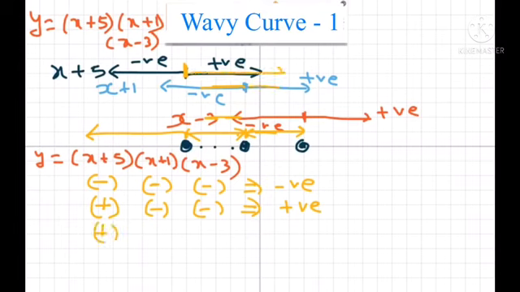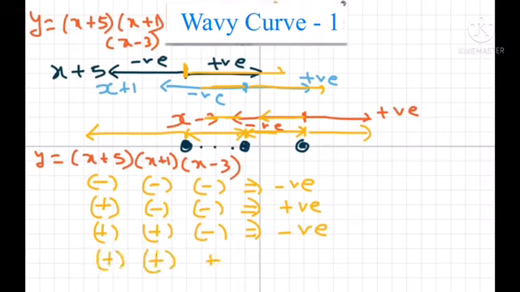This factor is also positive, while this factor is still negative. So the overall sign we will have is negative. Now let's see when it is more than 3. So the first factor is positive, the second factor is also positive, the third factor is also positive. So overall it is positive. There are 4 regions and this is the graph.